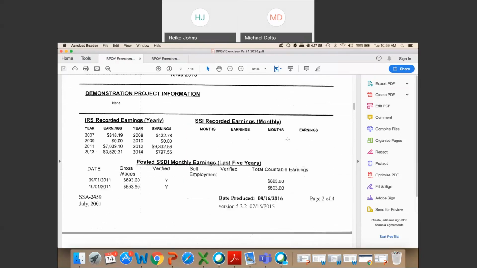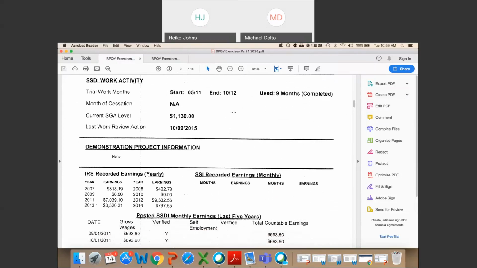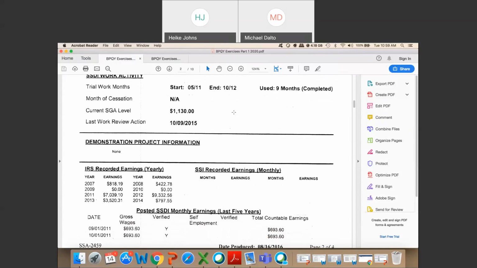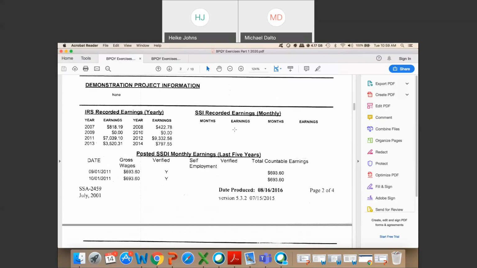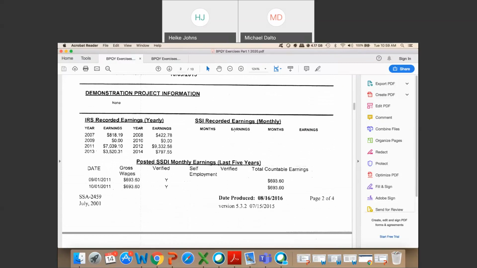Okay. Now, going back to the trial work period section, we see the trial work months started May 2011. The ninth and final one was October 2012. Let's take a look at those months, starting with May 2011. Well, we don't have a record of that. That's not on the posted SSDI monthly earnings. First posted monthly SSDI earnings were September 2011.